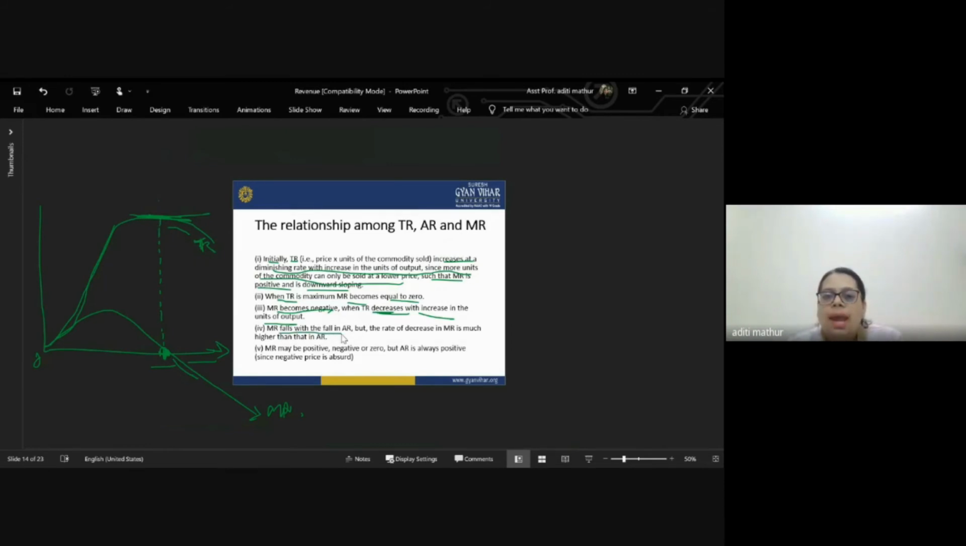MR falls with the fall in AR. So if I draw the AR, it will be like this. This is your AR. So your MR falls with the fall in AR. The rate of decrease in MR is much higher than the rate in AR. MR may be positive, negative, or zero, but AR is always positive since negative price is not possible.